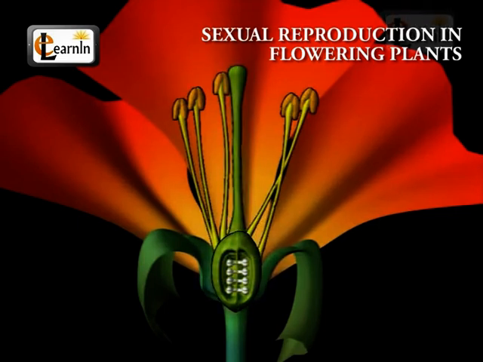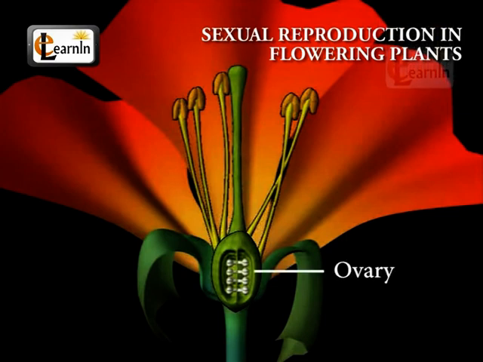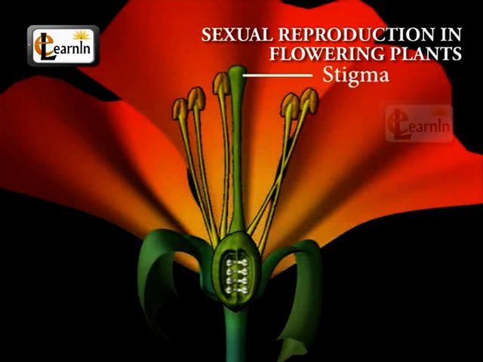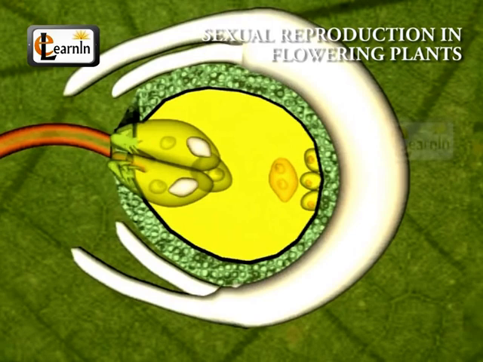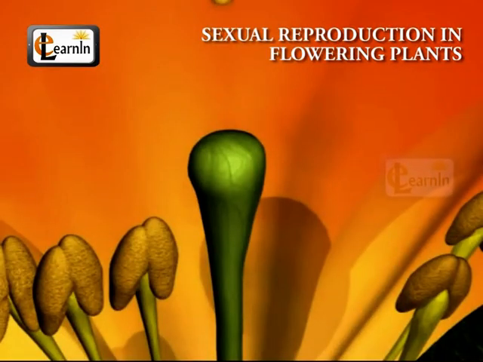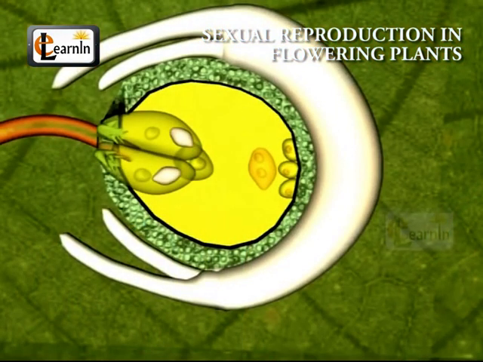It is made up of three parts. The swollen bottom part is the ovary, the middle elongated part is the style, and the terminal part, which may be sticky, is the stigma. The ovary contains ovules, and each ovule has an egg cell. The male germ cell produced by the pollen grain fuses with the female gamete present in the ovule. This fusion of germ cells, or fertilization, gives us the zygote, which is capable of growing into a new plant.